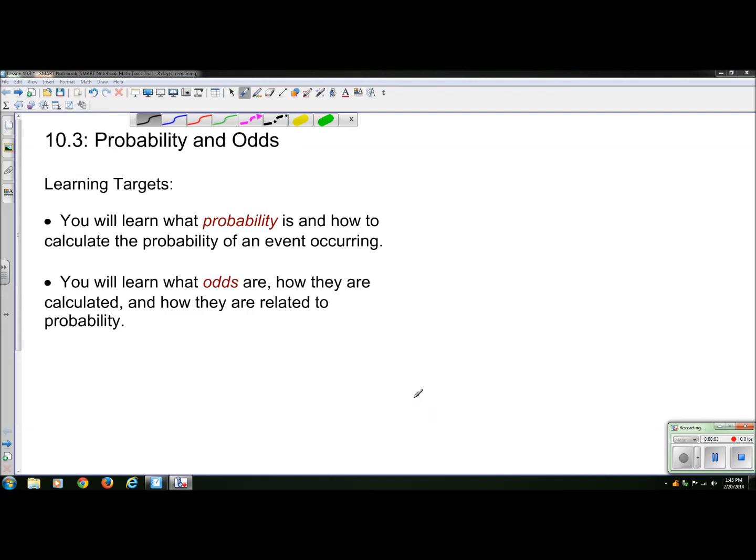Welcome to section 10.3, Probability and Odds. In this lesson, you will learn what probability is and how to calculate the probability of an event occurring. You'll also learn what odds are, how they're calculated, and how they're related to probability.